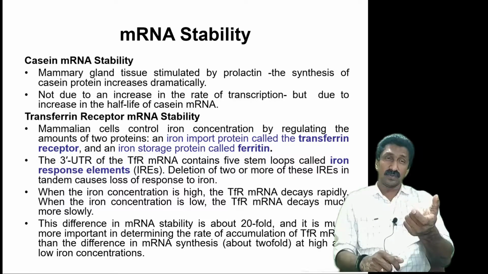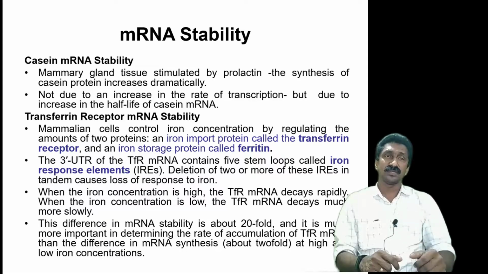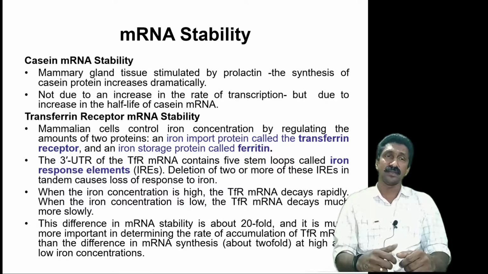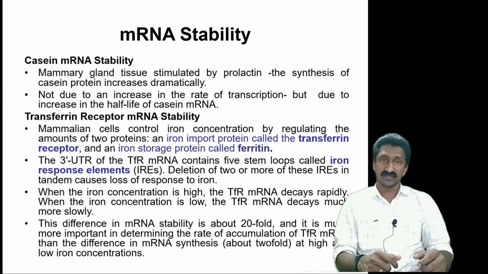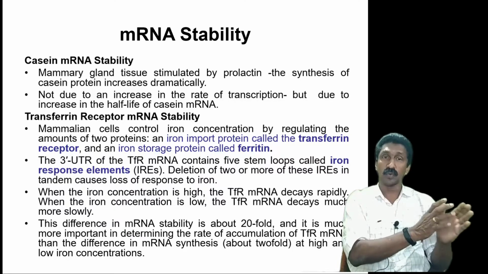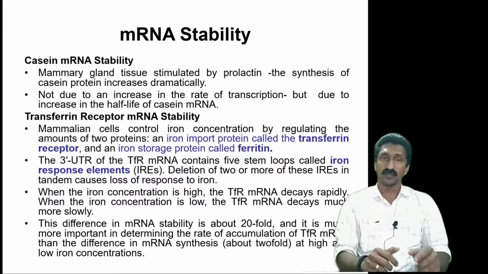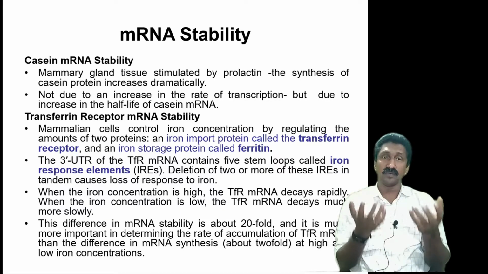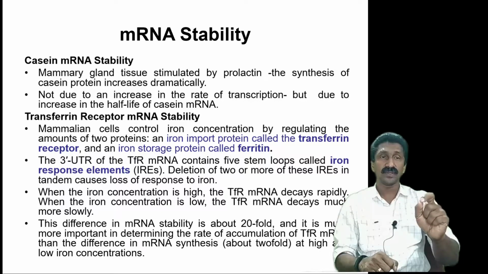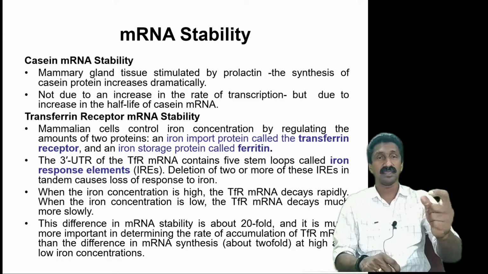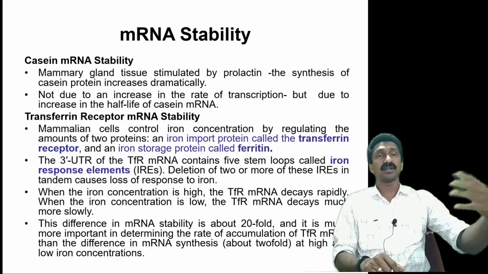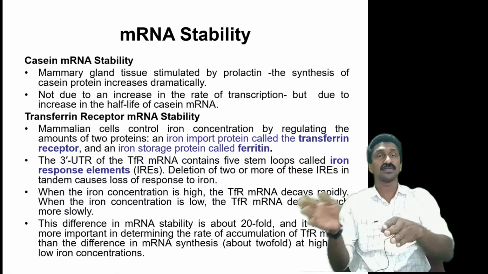So the iron concentration influences the uptake of iron. At a high concentration of iron, TfR mRNA rapidly decays, and at low concentration, its decay is low, that means its half-life is more. So the mRNA will survive for long, and that results in the increased uptake of the iron. So the iron concentration influences the half-life, or the stability, of the mRNA, and in cases of low concentration of iron, then mRNA stability is more, which results in increased uptake of the iron, so that it will be compensated.